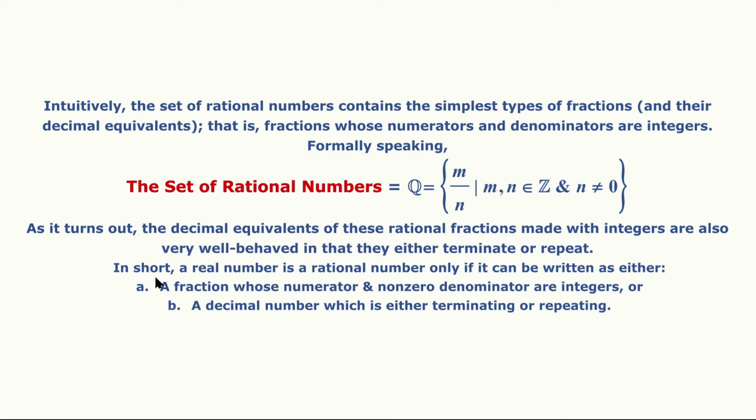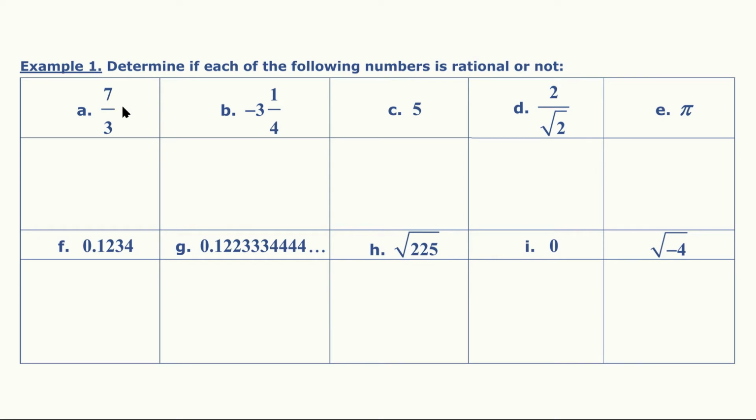So in short, a real number is a rational number only if it can be written as either a fraction whose numerator and non-zero denominator are integers, or a decimal number which is either terminating or repeating. That pretty much covers it as far as rational numbers are concerned. So we want to see here if any of these numbers are rational numbers.